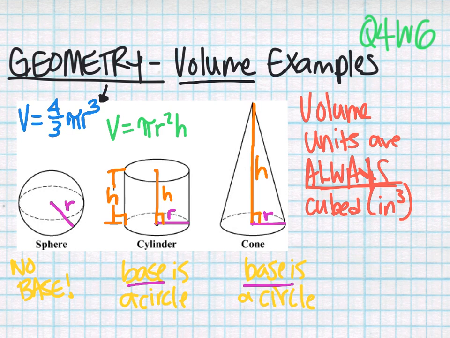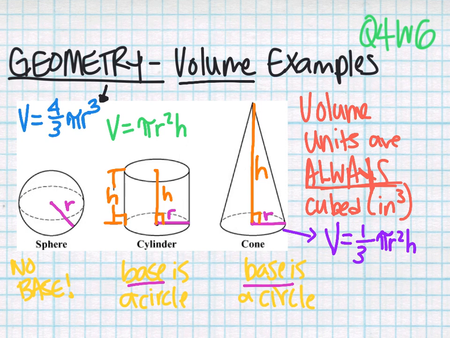Problem is, a cone isn't going to be the same volume as a cylinder of its height. In fact, a cone has a third the volume. So what we're going to see for our volume formula for a cone, volume is equal to a third of the volume of a cylinder. So volume of a cone is equal to 1/3, and then we're going to have the volume of the cylinder formula, pi r squared times h.